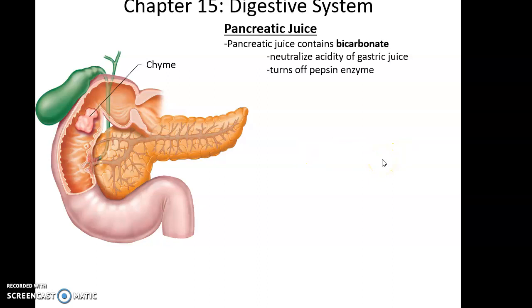The pancreatic juice contains bicarbonate, a neutralizing compound. So the bicarbonate in the pancreatic juice will neutralize the acidity of the gastric juice, and in the process turn off the pepsin enzyme. So get rid of that acid, neutralize it so that it doesn't damage the small intestine.